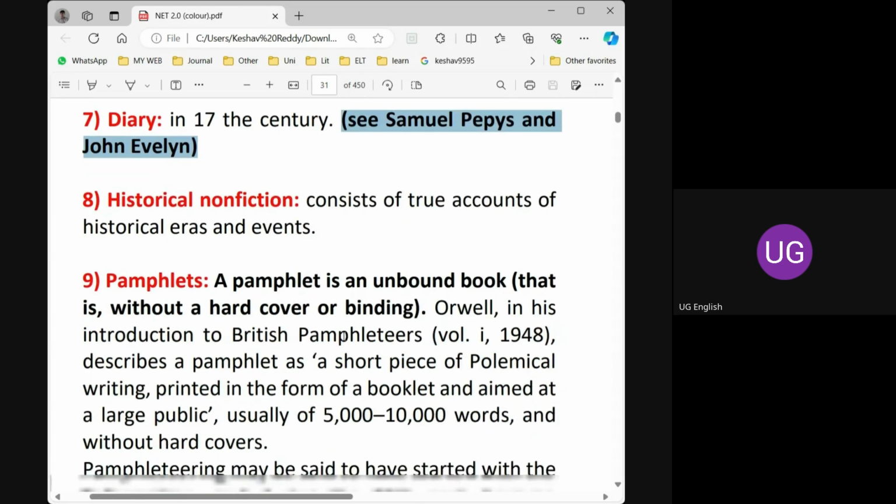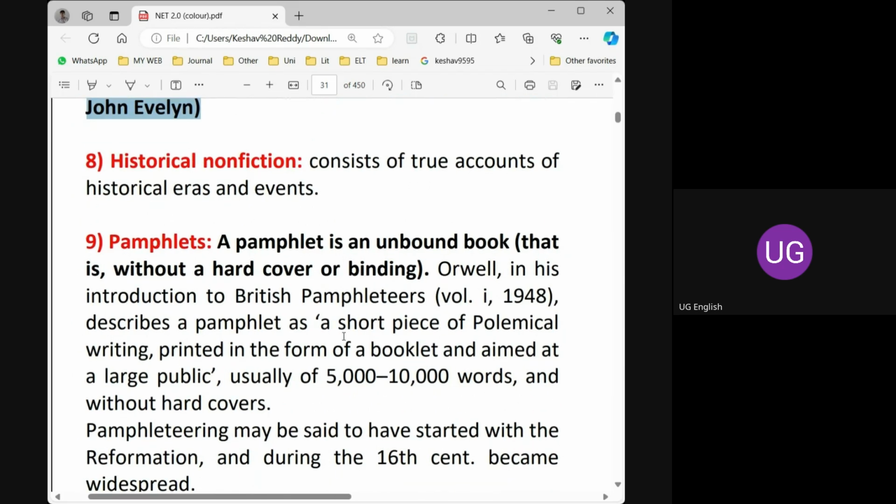And pamphlets. So we'll move to pamphlets now. A pamphlet is nothing but a brochure. Nowadays, if we go to Ameerpet, you will get a number of brochures about coaching centers, especially computer coaching centers. So a pamphlet is an unbound book, without a hardcover or any binding, a small pamphlet. It is a short piece of writing, especially polemical writing. Polemical means satirical writing on social evils, problems and issues, written anonymously.